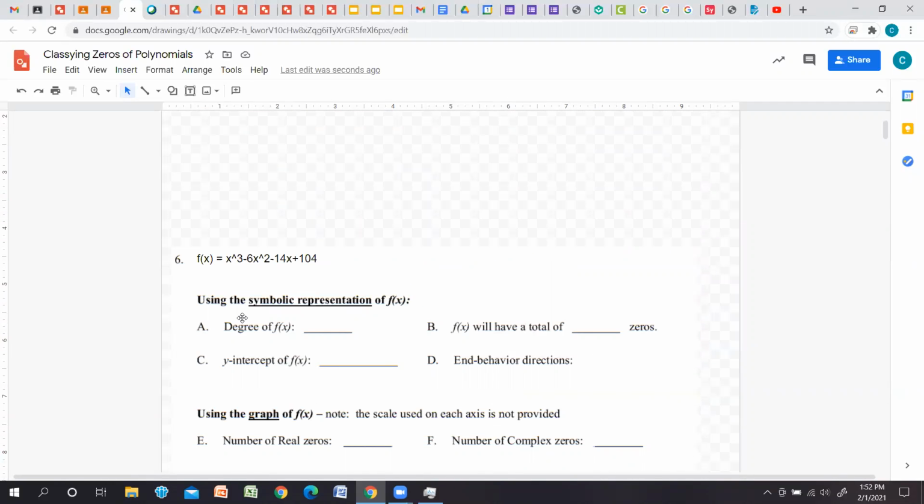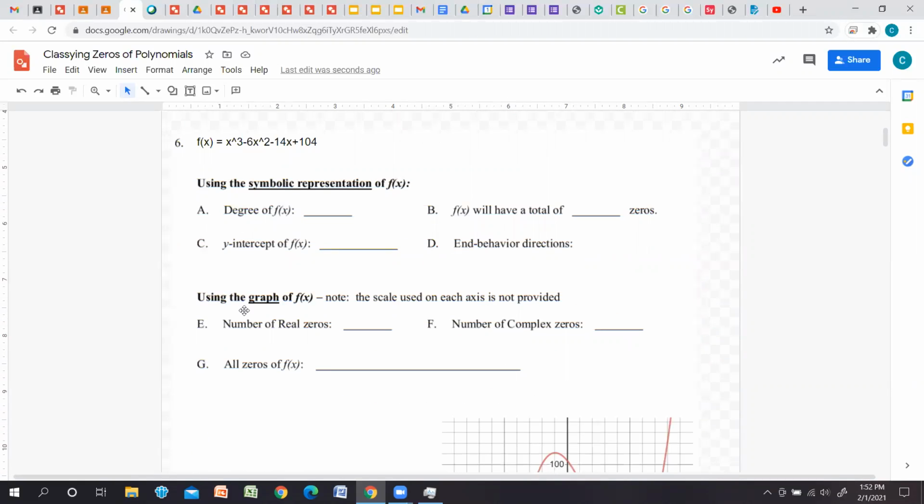So for this one, the function is f of x equals x cubed minus 6x squared minus 14x plus 104. So for this first part, we can just check the symbolic representation and see what the answers are. For example, we know that the degree is 3. That's the highest exponent on x. And we know that the number of zeros is always the same as that. So that's 3. The y-intercept is always the constant, which is 104.